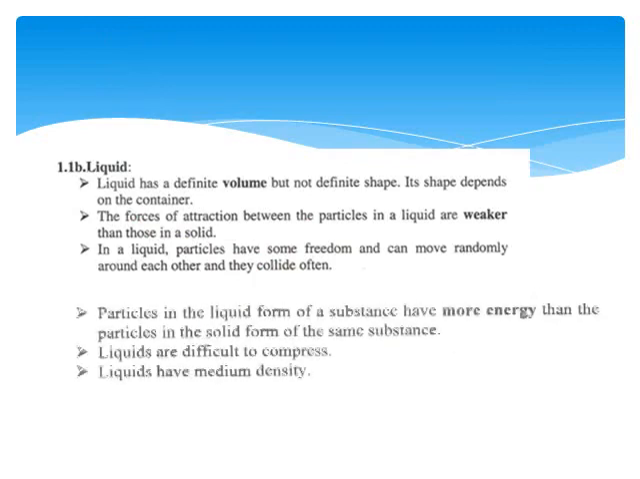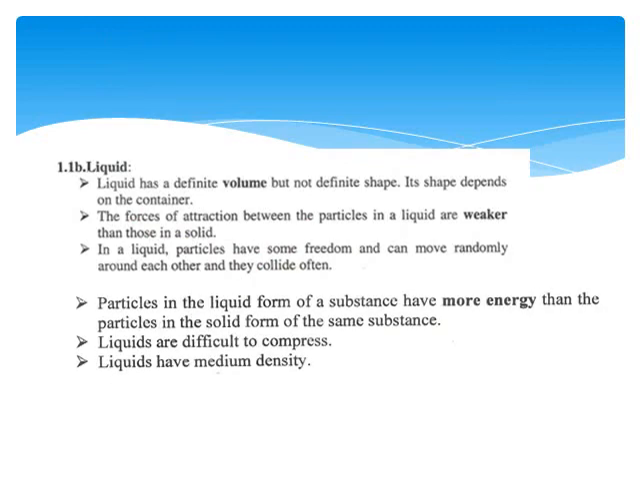Okay, let's talk about liquids now. A liquid has a definite volume but not a definite shape. Its shape depends on the container. For example, if you have juice or water in a cup with a rectangular shape, and then you pour the same liquid into another container, let's say with a triangular shape.